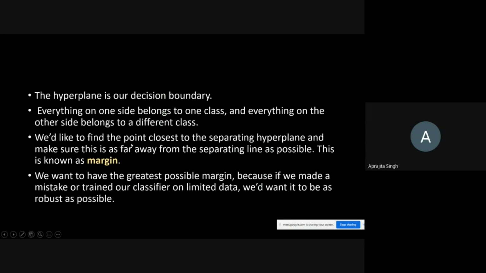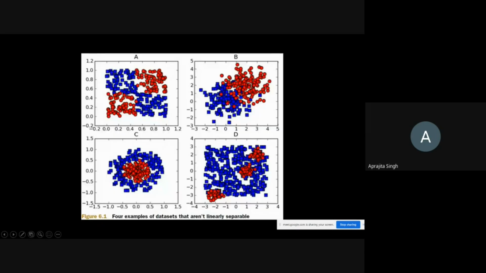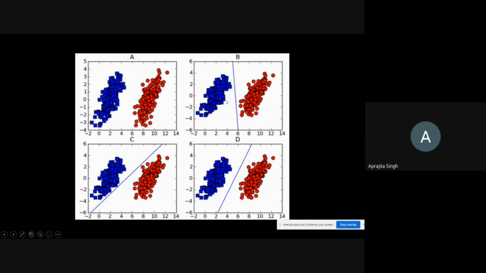We'd like to find the point closest to the separating hyperplane and make sure that it is as far away from the separating line as possible, and this is known as the margin. So if you take this particular example, how do we really draw a line over here? We see that the point that is occurring over here should be far from this line, isn't it?